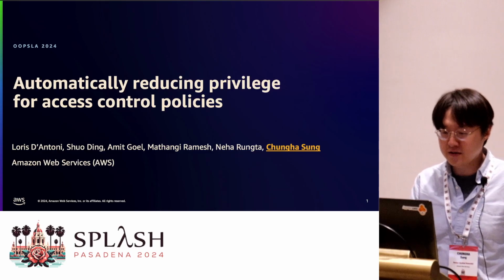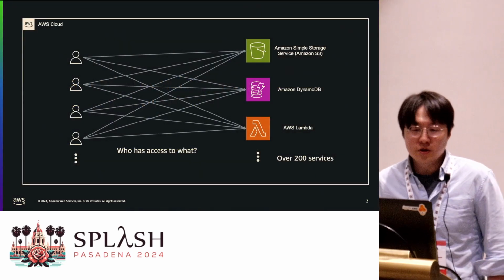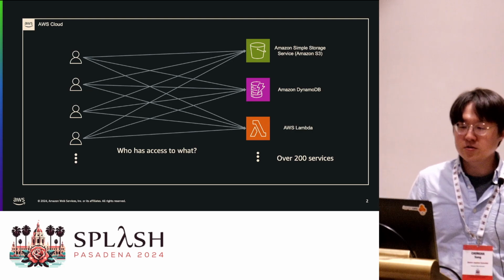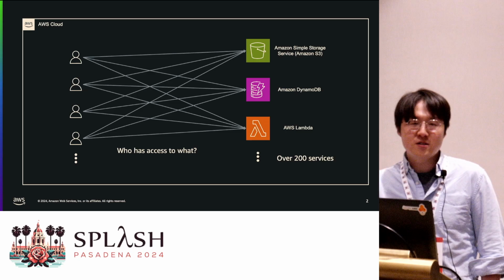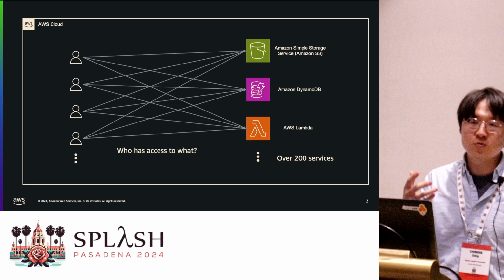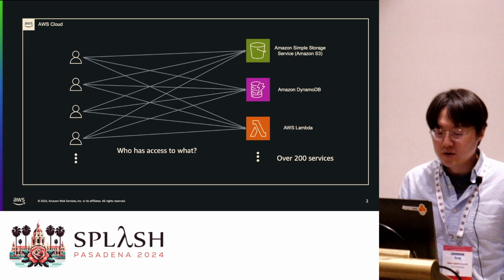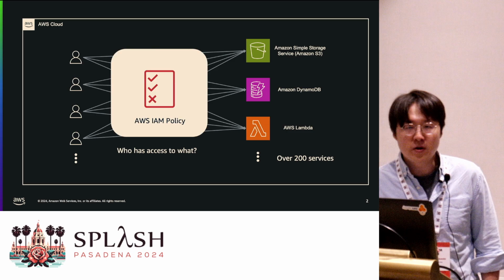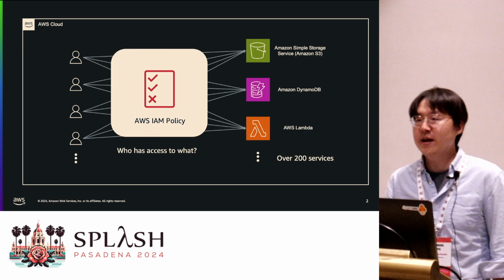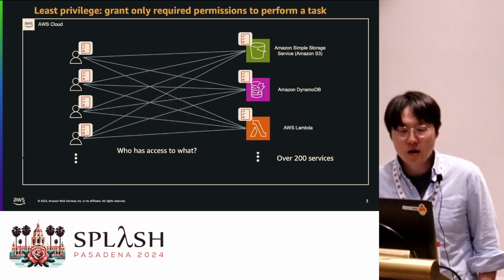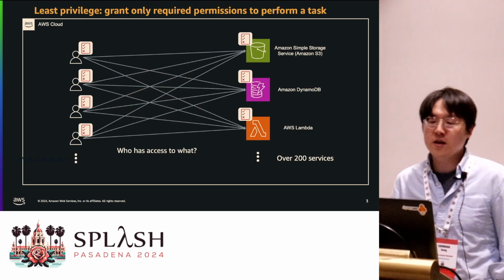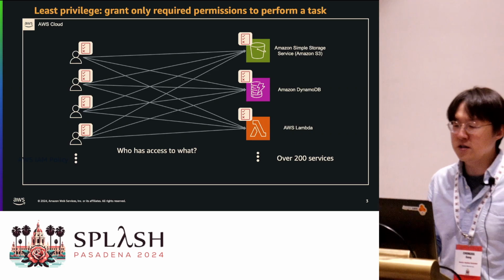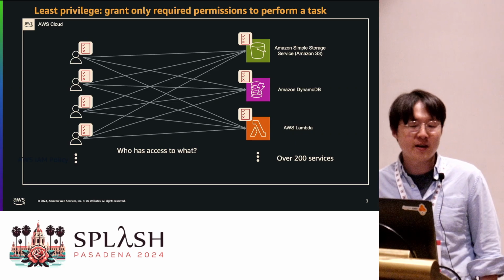So in AWS, customers deal with access controls with various types of resources and services. Especially, this access control is about who has access to what resources. So to support this access control, AWS customers use AWS IAM policy. AWS Cloud's access control is determined by IAM policy, and this policy language provides fine-grained access controls.